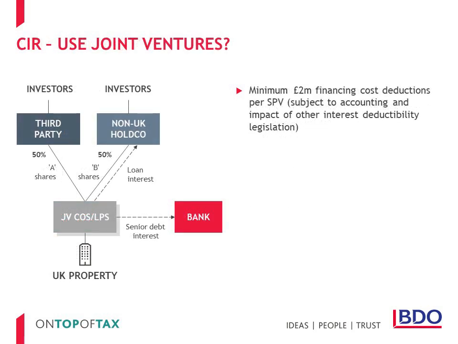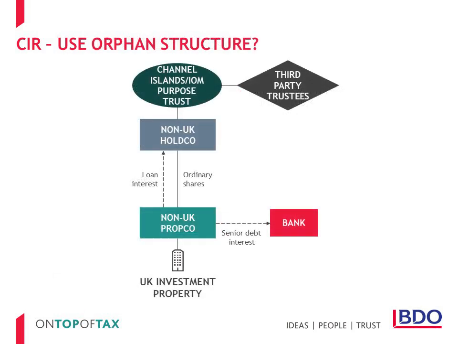Others are looking to partner with third parties and establish joint venture companies. For example, a 50-50 JV should generally be a separate group and have its own £2 million worth of tax deductions for financing costs. Others may achieve a similar result if they do not consolidate their property SPVs. Or we have advised on other situations where an orphan structure achieves an equivalent result, i.e. has its own £2 million of tax deductions.